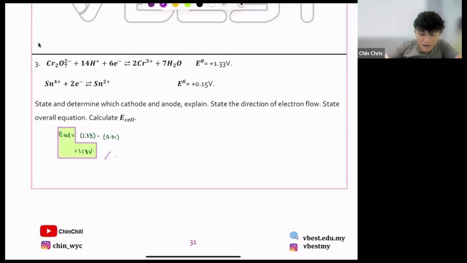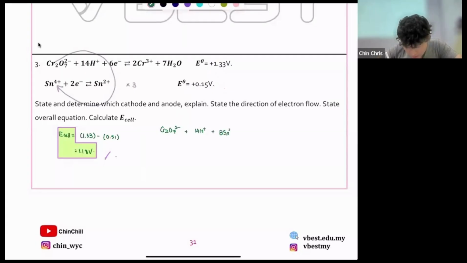Where's my overall equation, guys? Okay, since it's already arranged in more positive on top, less positive at the bottom, I just have to draw my clockwise arrow, and the electron here has to be balanced by multiplying by 3. So your answer is Cr2O7 2- plus 14H+ plus 3Sn2+ turns into 2Cr3+ plus 7H2O plus 3Sn4+. Done. Okay, it's already balanced.